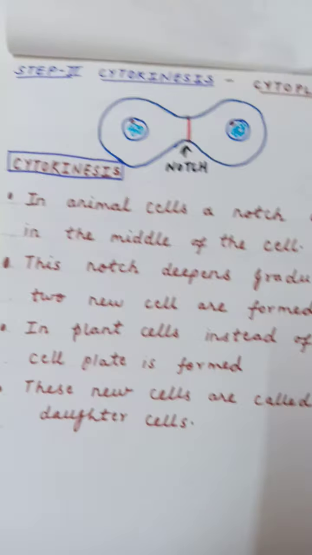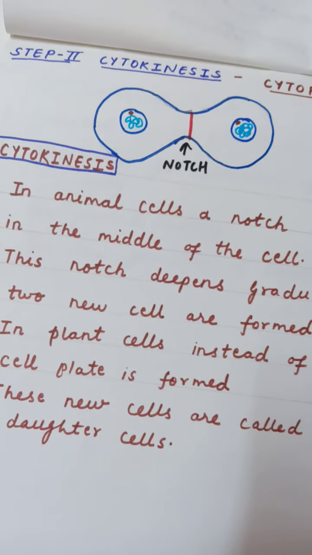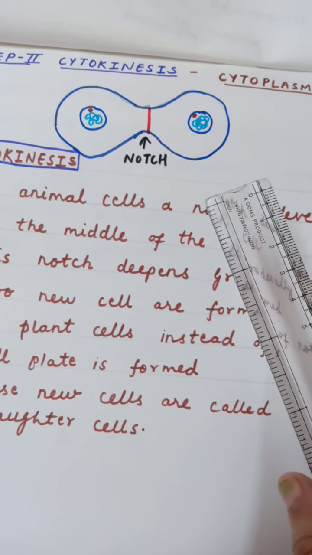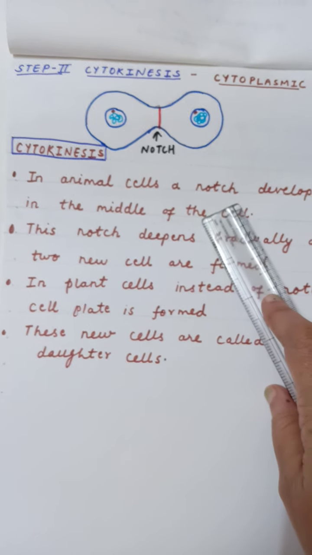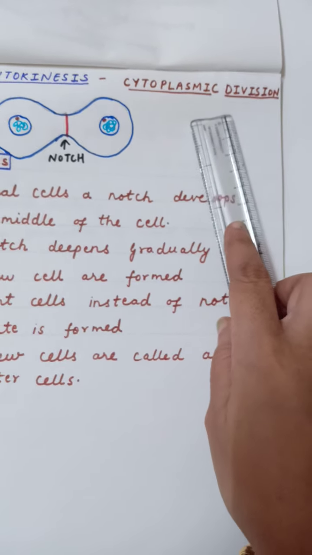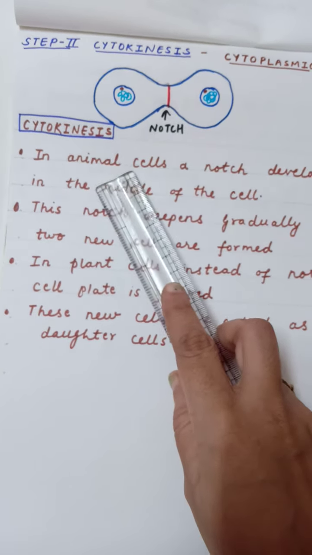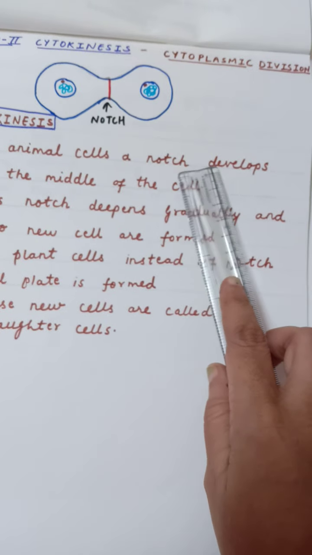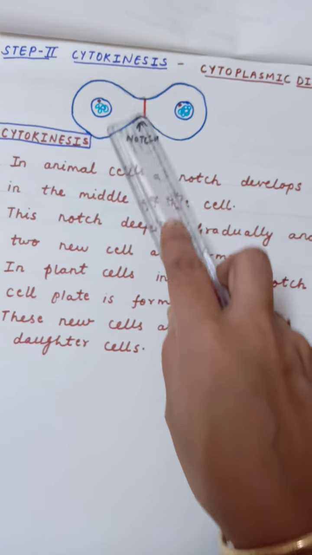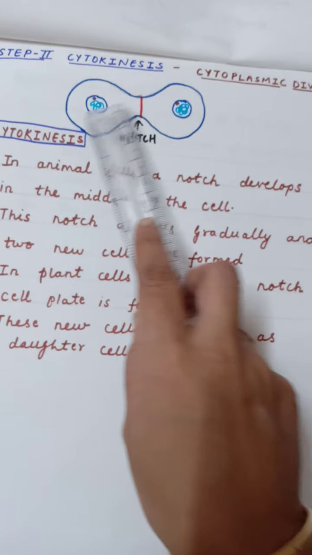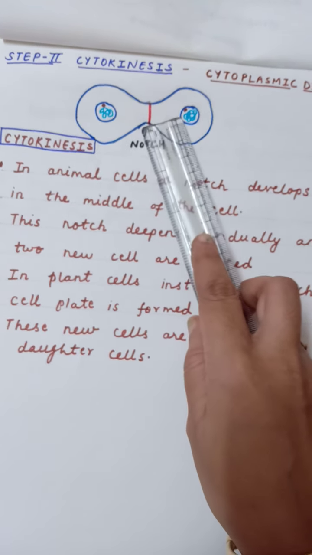So here we completed karyokinesis, in which we can see two daughter nuclei in one cell. Now what happens in the second step? Cytokinesis, or cytoplasmic division. In cytokinesis, in an animal cell, a notch develops in the middle of the cell. This notch will gradually deepen, and the cell will divide into two daughter cells.